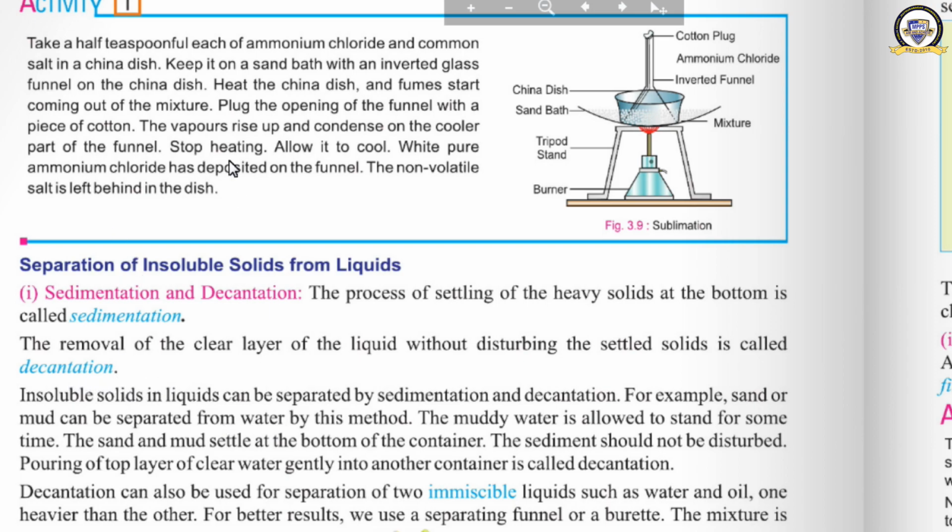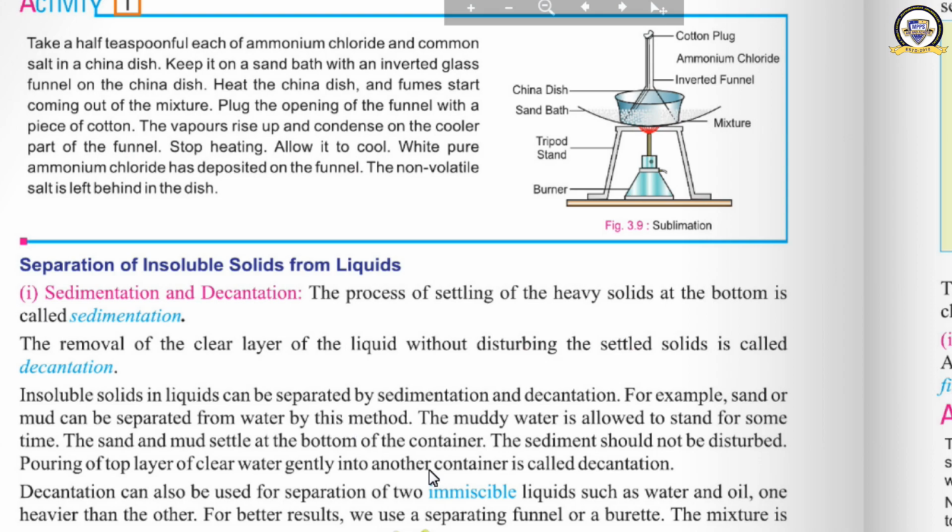First of all, just take a beaker, pour some water, then put some sand in the water. Okay, then just leave it for some time. After some time, you will see that the sand particles settle down. That is known as sedimentation. Then when it settles down, just pour the water into the next container. This is known as decantation. All right. Now, insoluble solids in liquids can be separated by sedimentation and decantation. For example, sand or mud can be separated from water by this method.